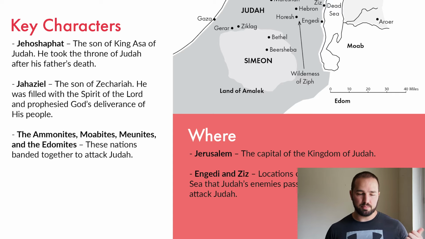Then we have the Ammonites, the Moabites, the Meunites, and the Edomites. These guys banded together to come up north and to attack Judah. As we mentioned, God is going to thwart them, and that is going to be the topic of the outline.